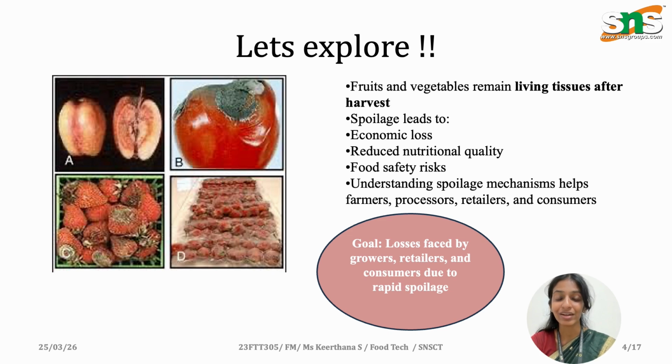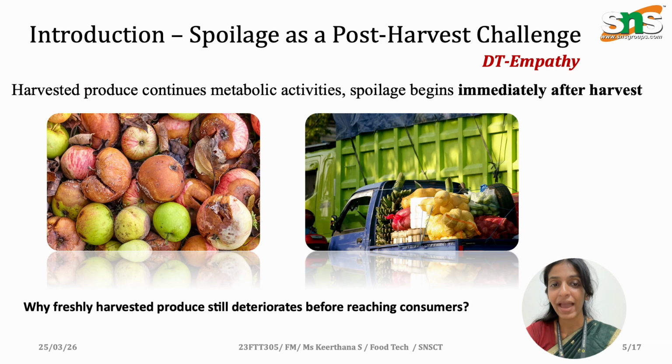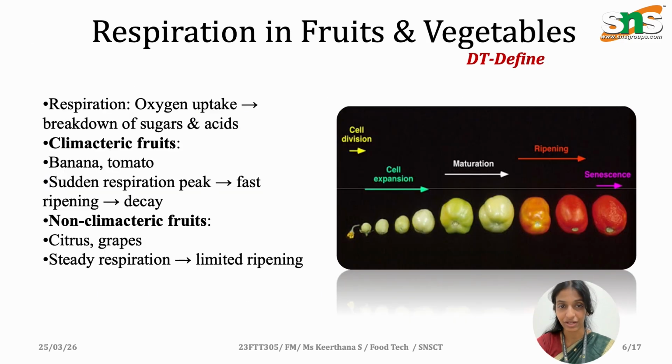After harvest, respiration continues, water loss occurs in certain cases, and the enzymes remain active. So, spoilage begins immediately. This leads to economic loss and quality degradation. And then we have the harvested produce, which has deterioration happening, as I explained in the previous slide. And let's talk about respiration now.